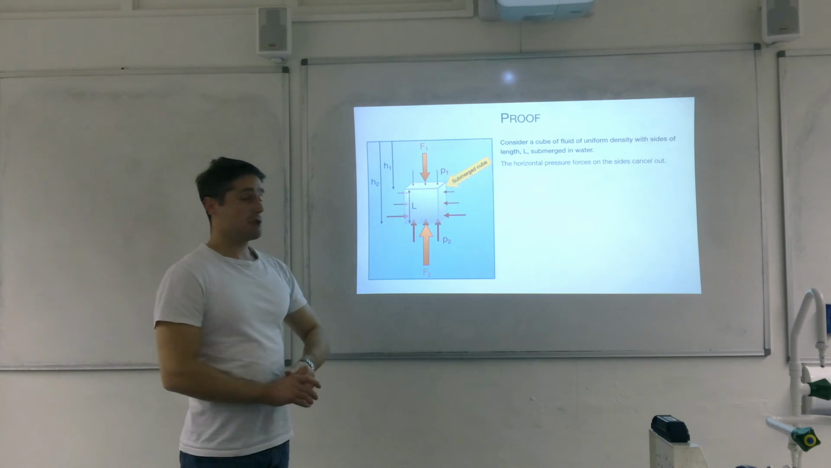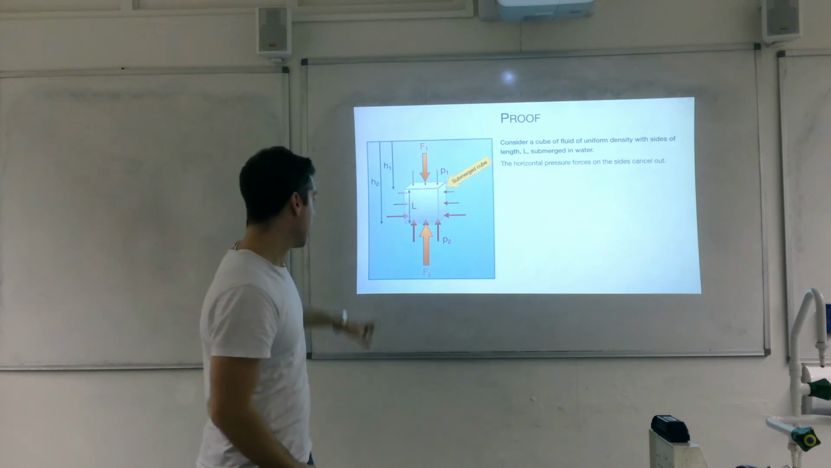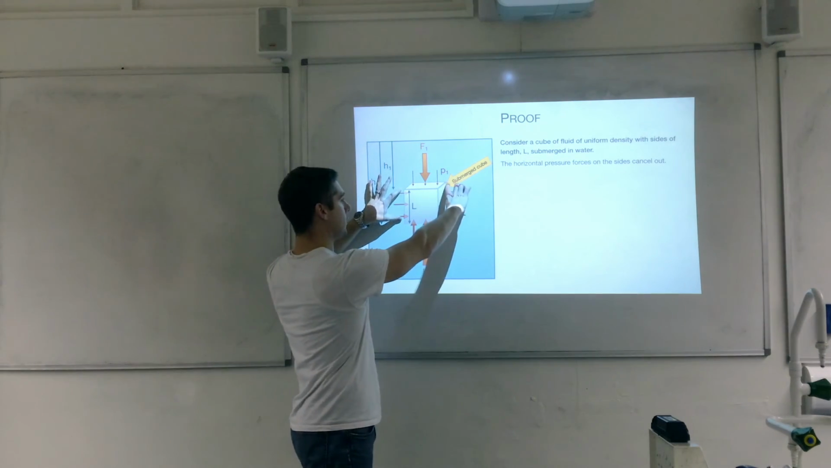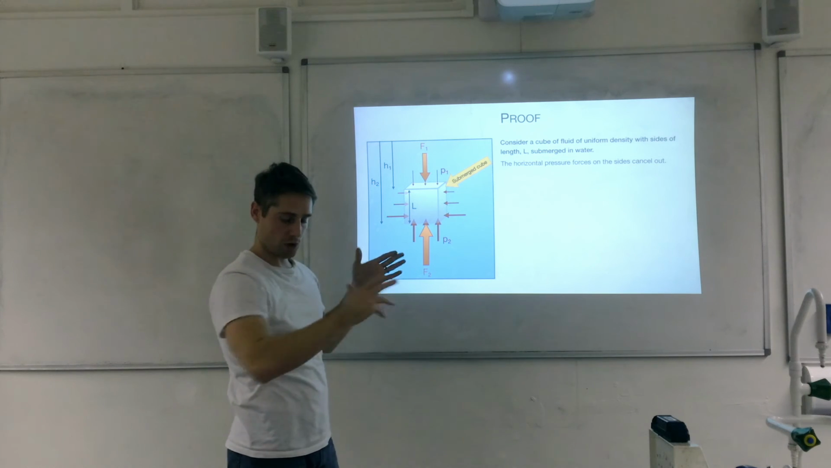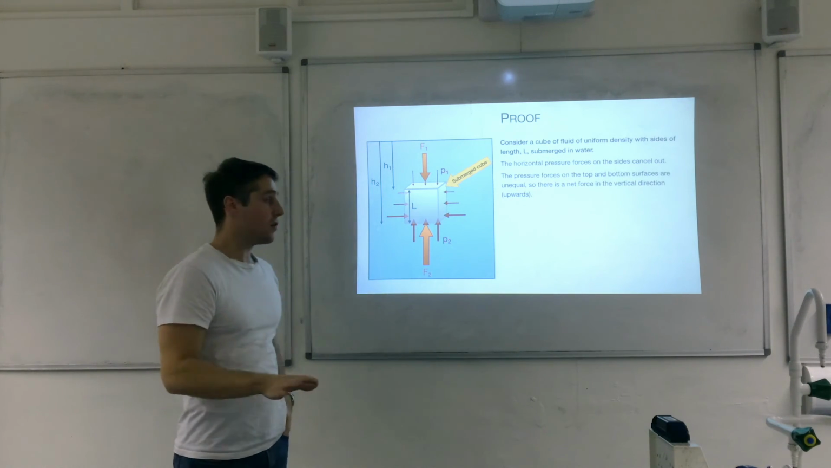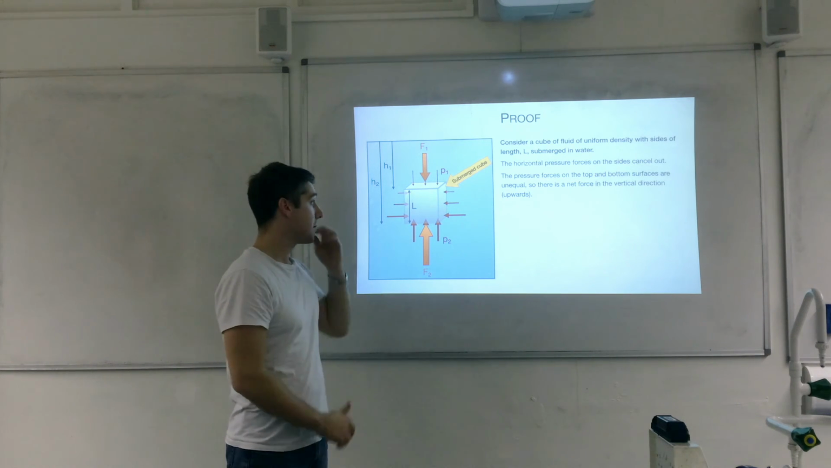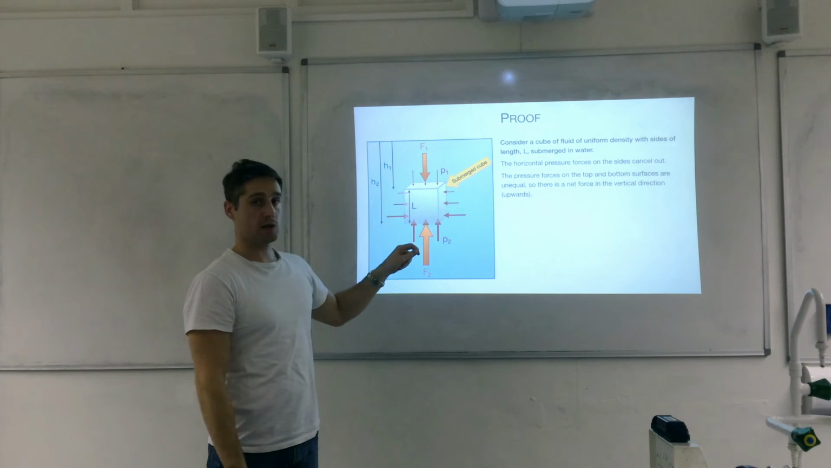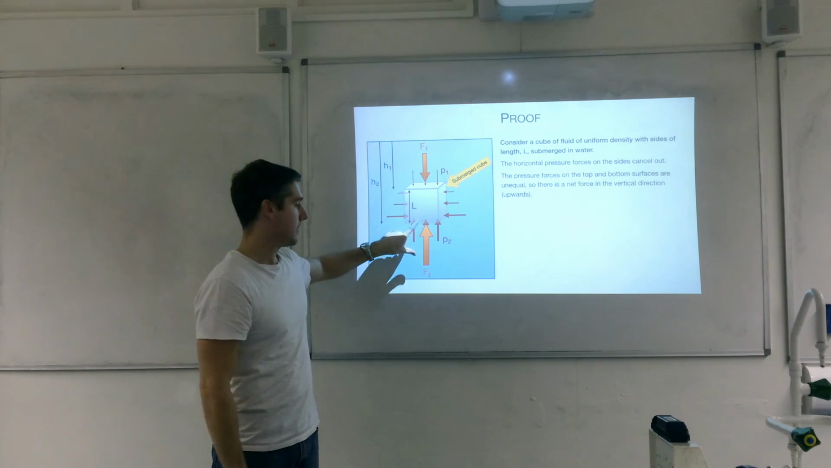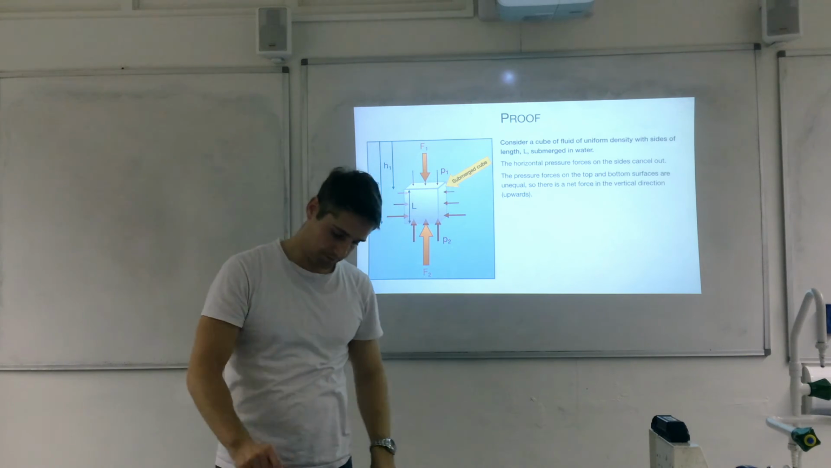The horizontal pressure forces on the side cancel out. We've already mentioned that because the pressure is symmetrical, so the net pressure force will be equal and opposite on those two sides. The pressure forces on the top and bottom are unequal, so that's where we get a net force. There's a net force in the vertical direction, and we already can appreciate that this force is larger than this force, so we know it's going to be upwards.